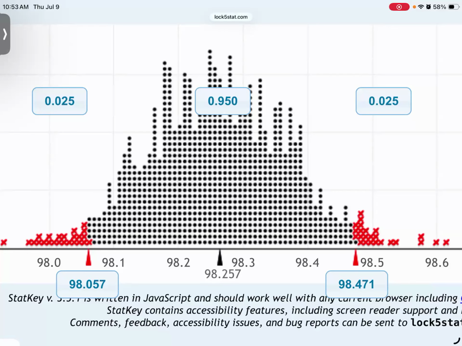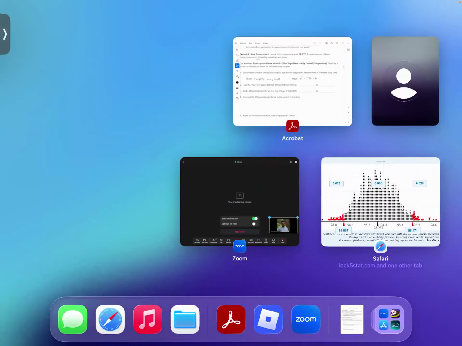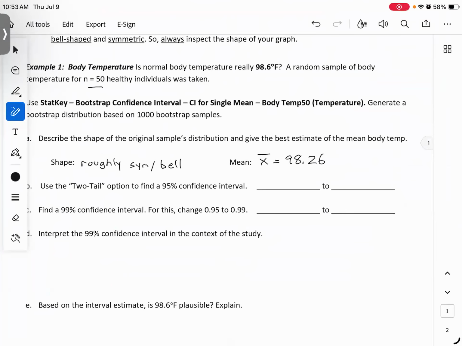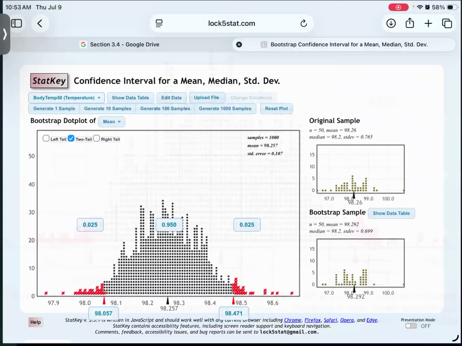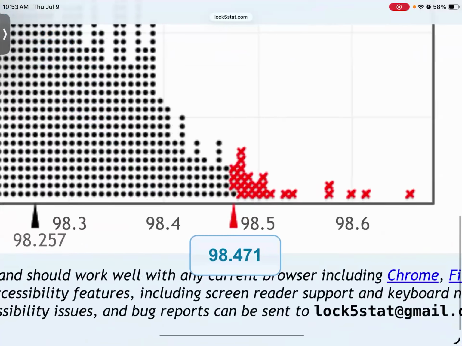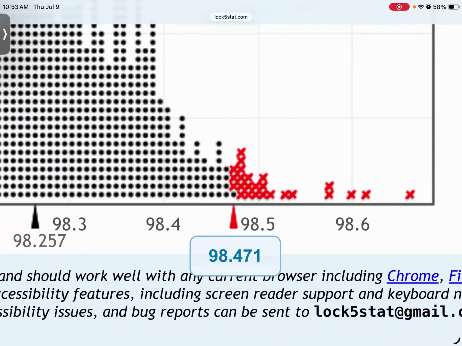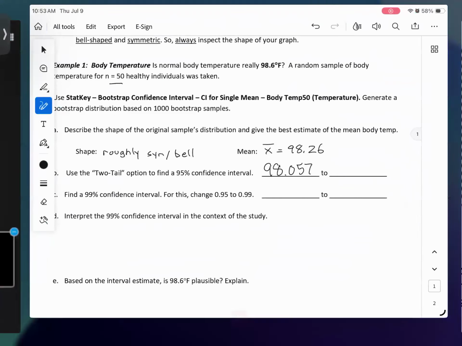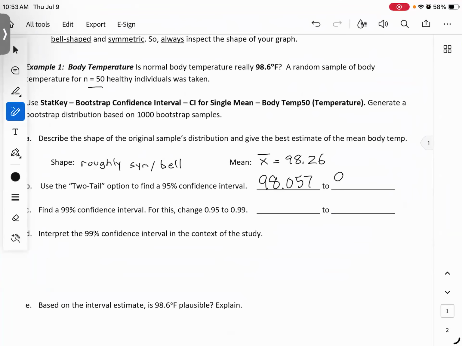And so let's go ahead and write down our 95% interval. Again, I'm going to write the 98.057 as my low, and you'll have something similar. And it's mainly this one here that I'm really interested in, 98.471. At that point, it's suggesting that if it's probably as high as 98.47, then 98.6 is not plausible. Like it's on the outside of that.